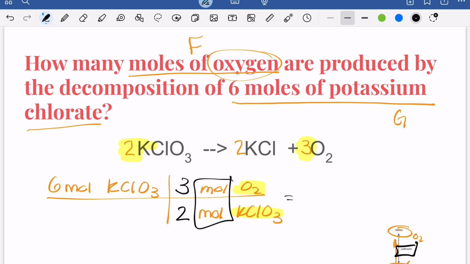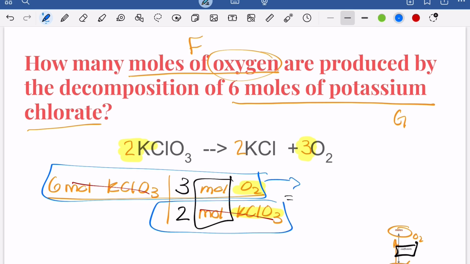And solve. Right? You can see here your moles of KClO3 cancel. And so then you're going to multiply across the top, multiply across the bottom, bring it over, and divide. So 6 times 3 is 18, and then divided by 2. So we have 9 moles of oxygen is our final answer.